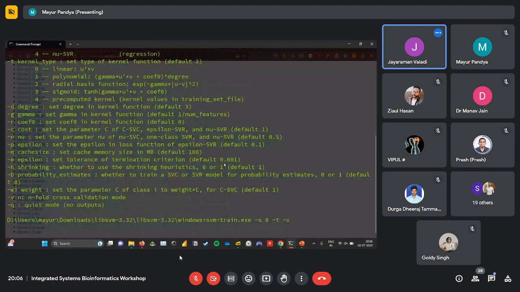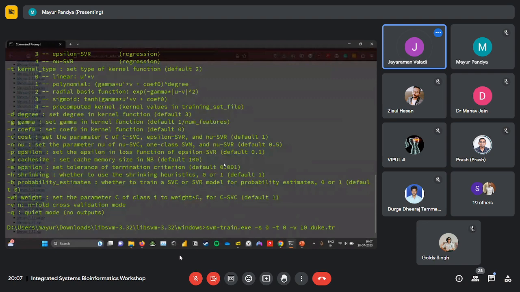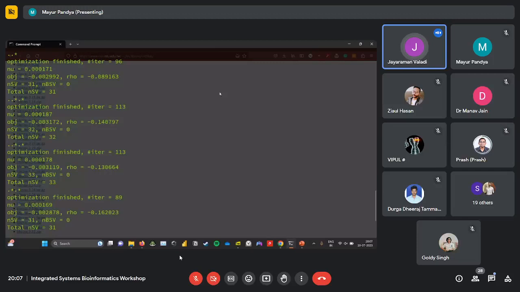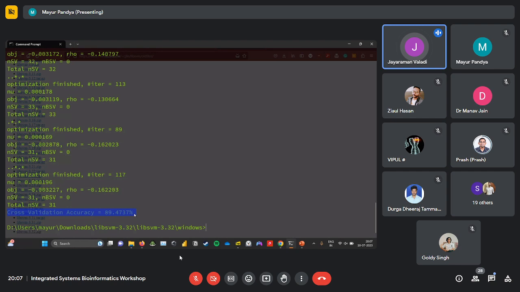Then now let us use a tenfold cross validation. That means on the training set, we are building a model 10 times and then taking the average, and that will be the tenfold cross validation accuracy. Use minus v 10, Mayur. Yeah, minus v 10. Then that's all. Now we will connect the data set to this. So what we have done is we have used a linear kernel and then we have used tenfold cross validation. It does this 10 times and then finally finds out the accuracy. Where is the CV accuracy? Come down. It has given you an accuracy of 89.47%.